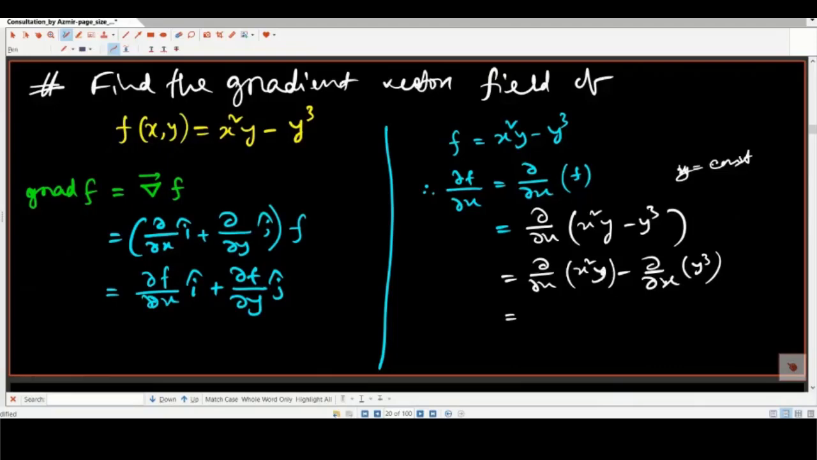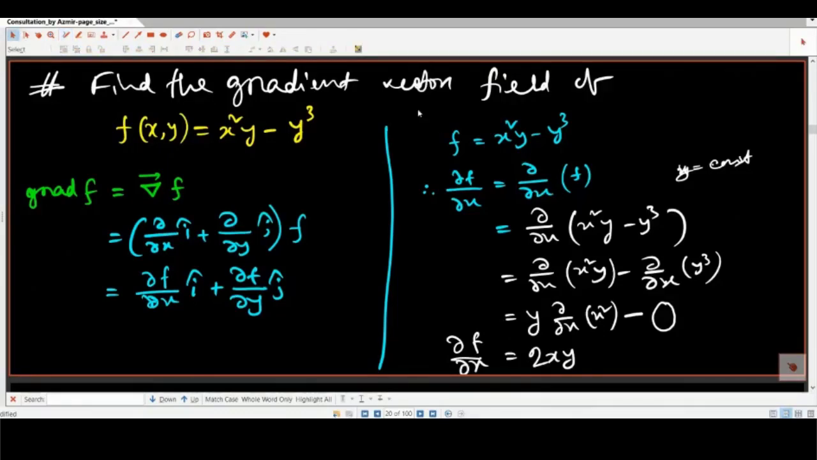Since y is constant, y can be pulled out: y times ∂/∂x of x squared, minus ∂/∂x of the constant y cubed. Differentiation of a constant is 0. Here we are getting y, and differentiation of x squared is 2x. So finally we can write the result is 2xy. So this is ∂f/∂x.